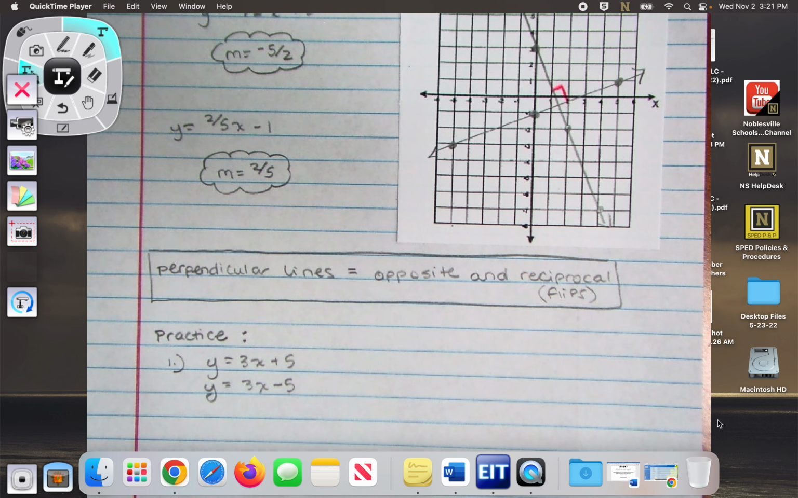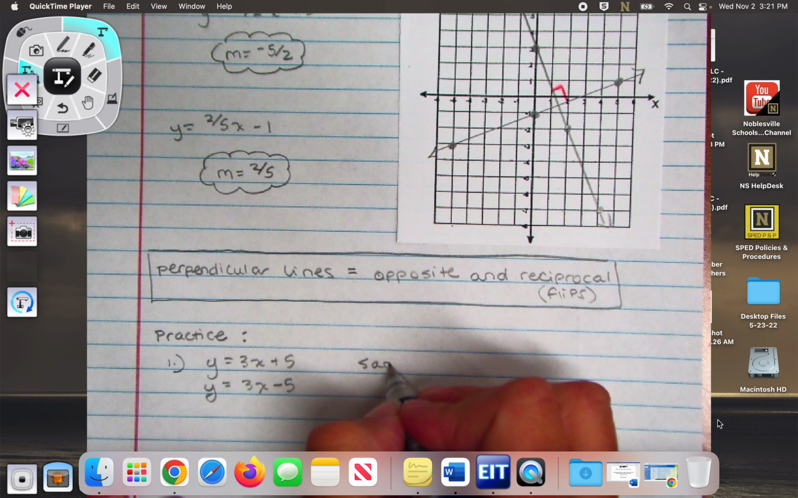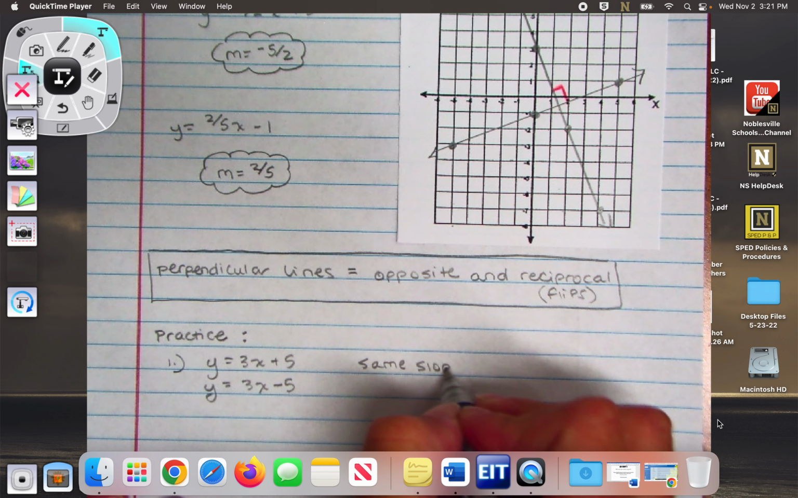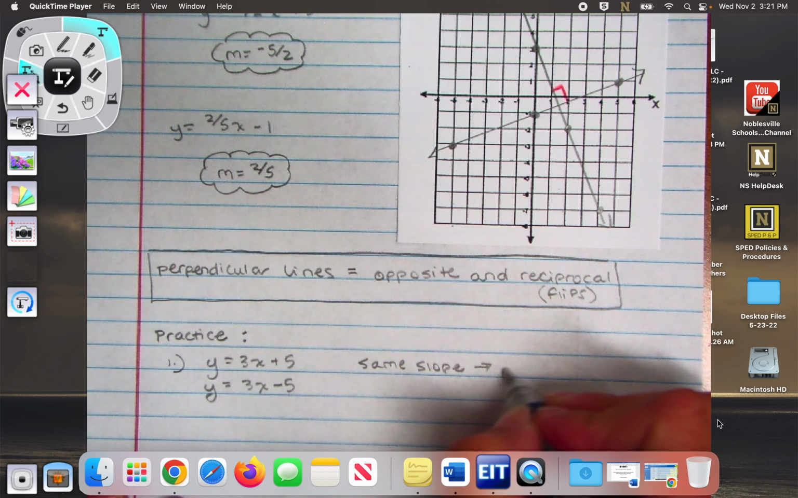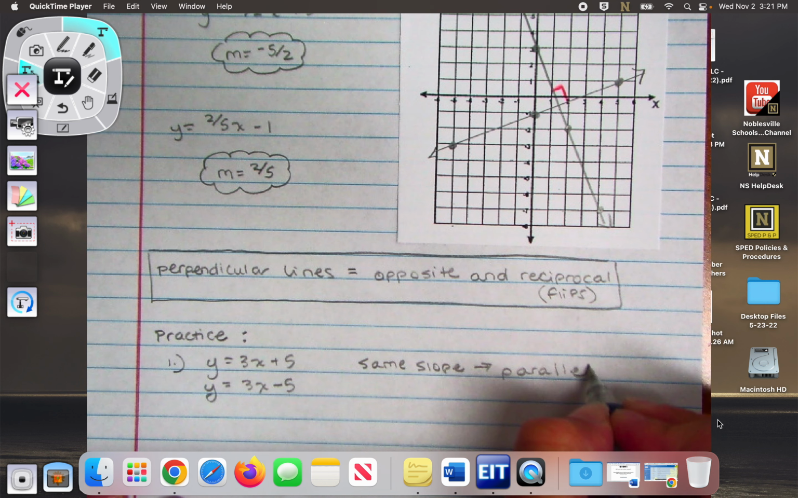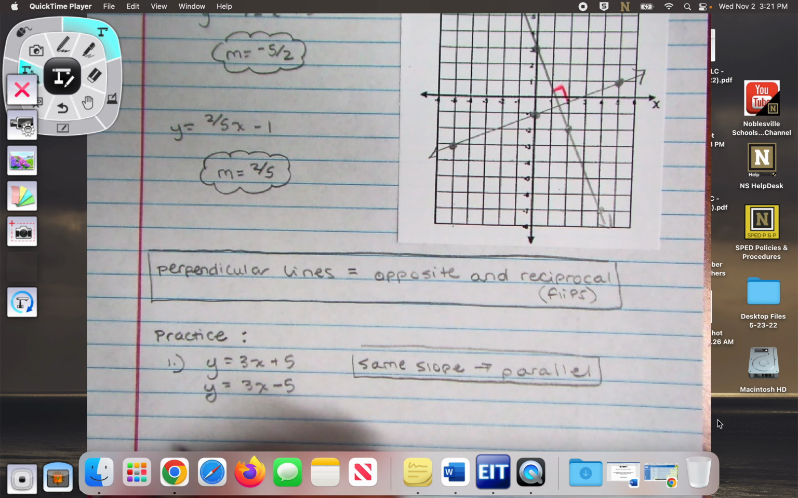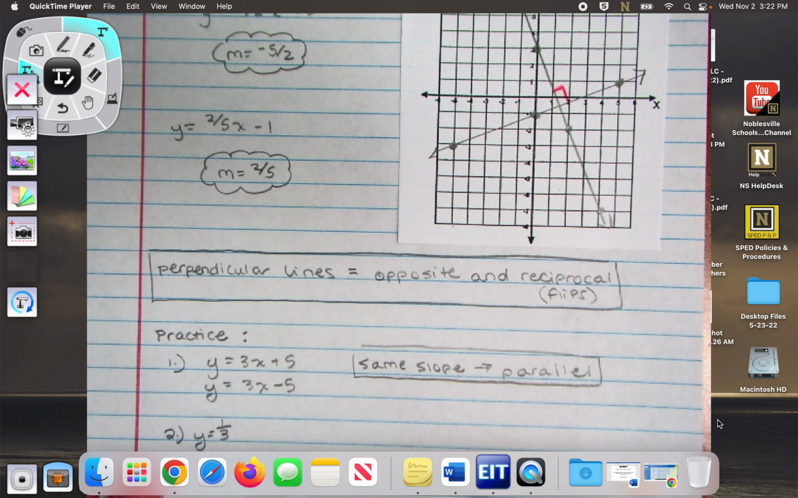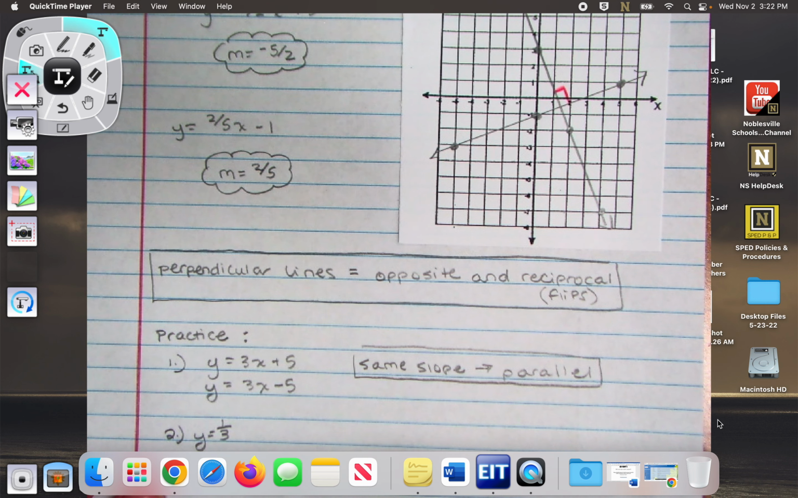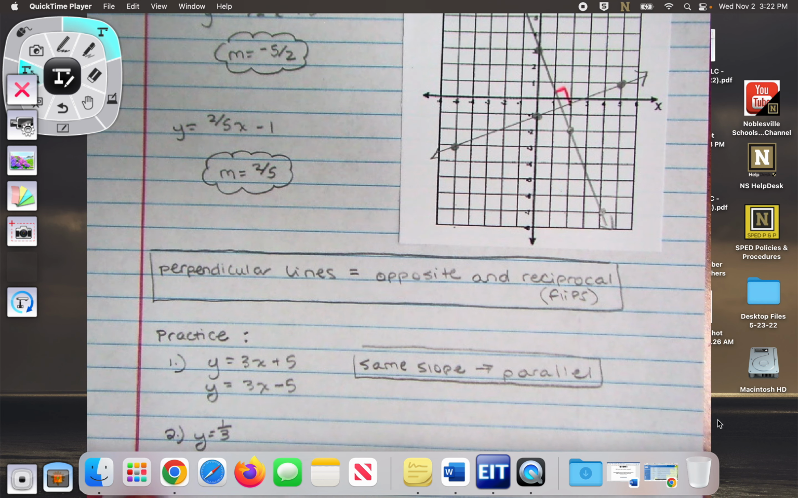Why would they be parallel? Because they have the same slopes but different intercepts. Same slope, parallel. Okay? So would it still be parallel if it was y equals 3x minus 5 and y equals 3x minus 5? Would that still be parallel? Those would actually be infinite because it's the same line.